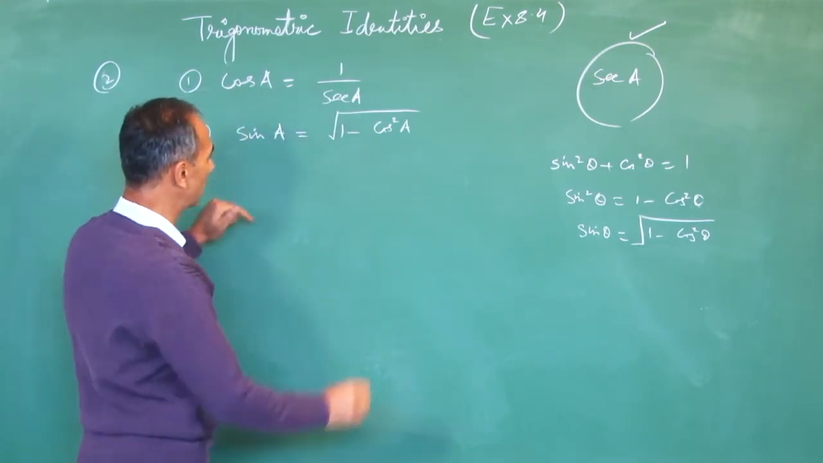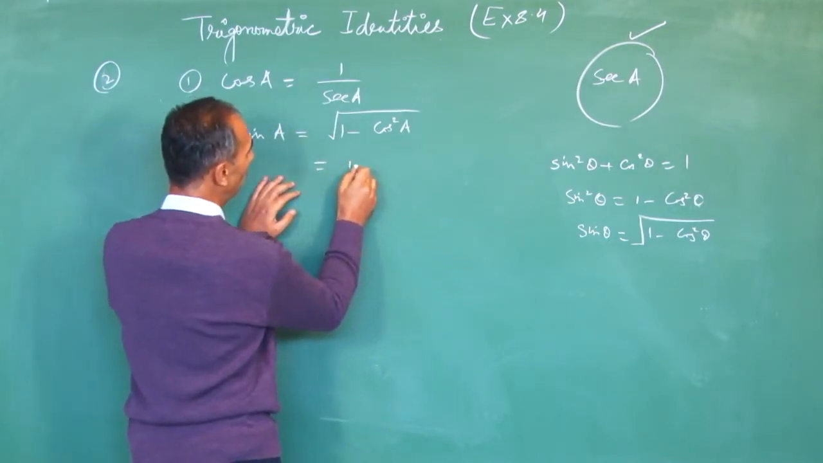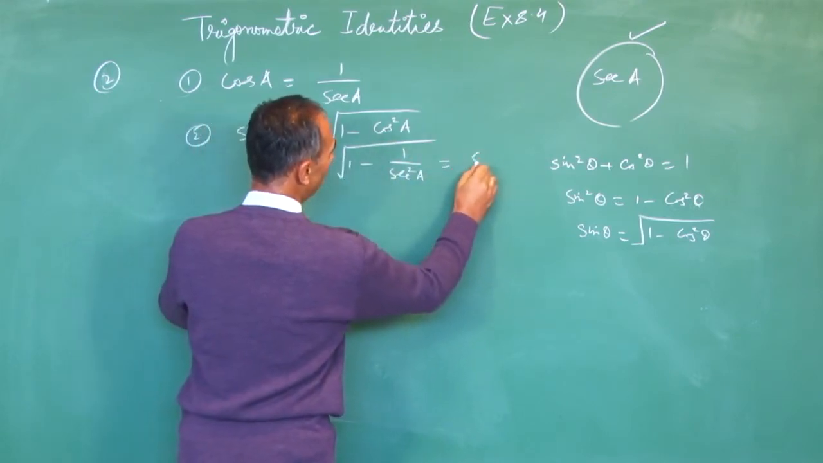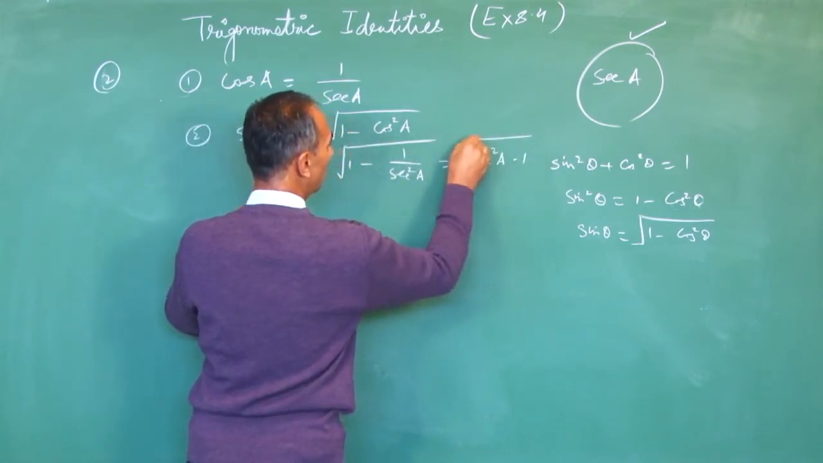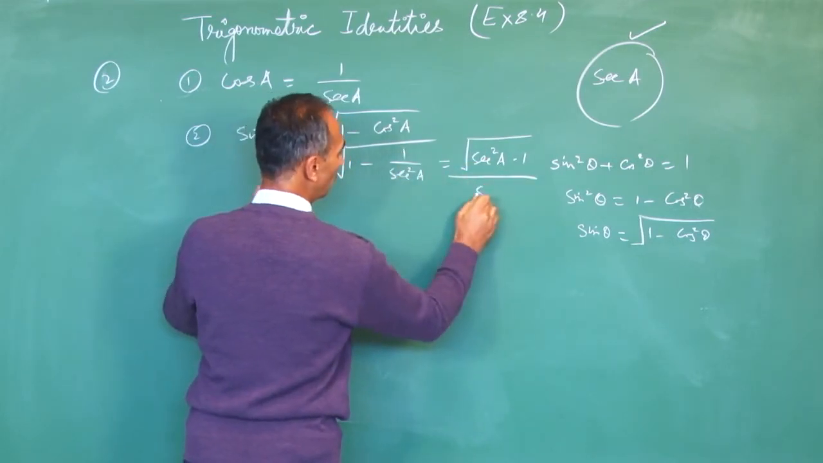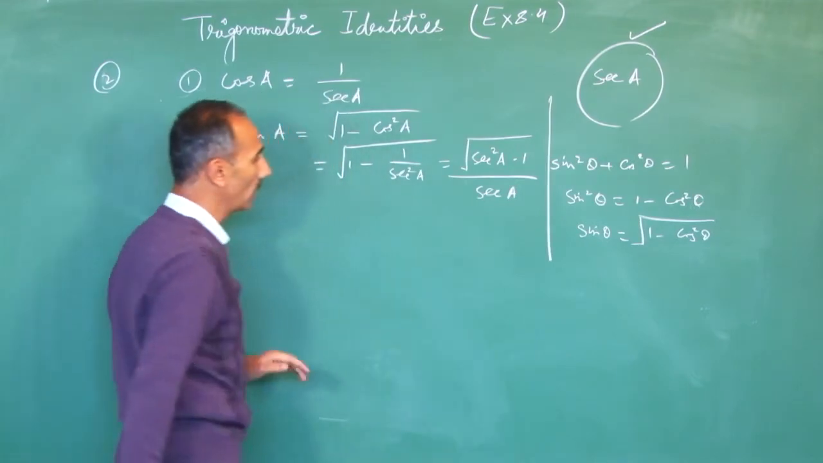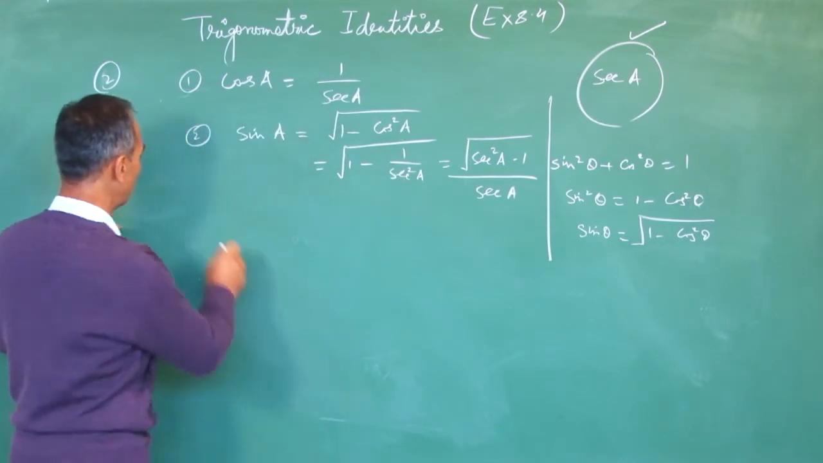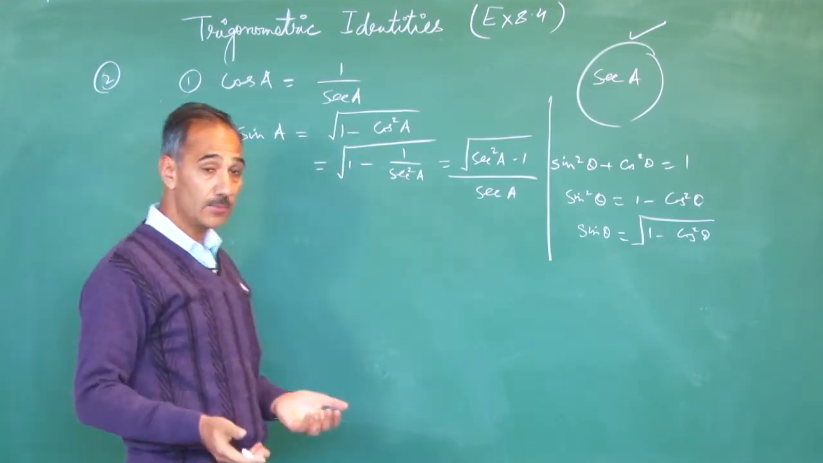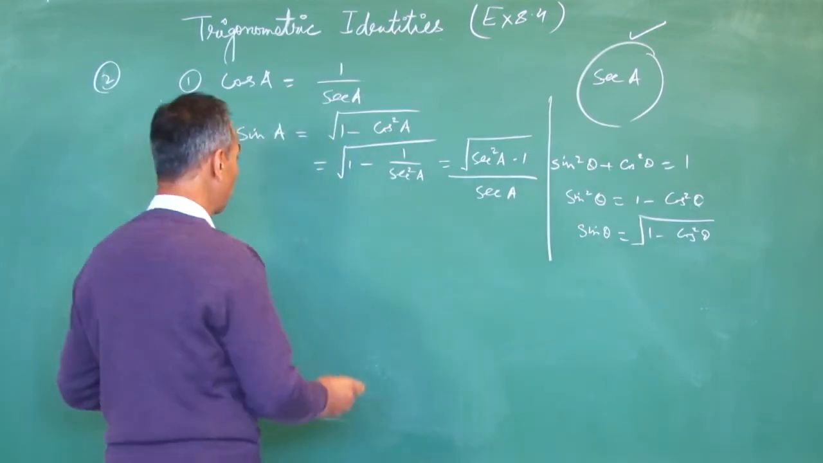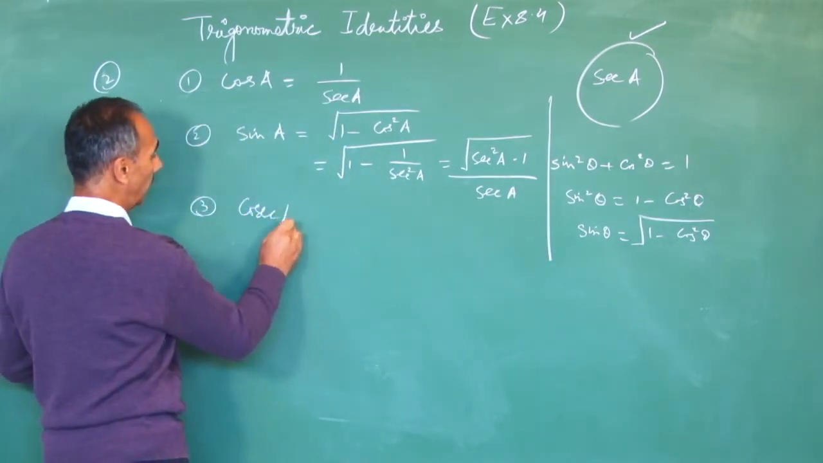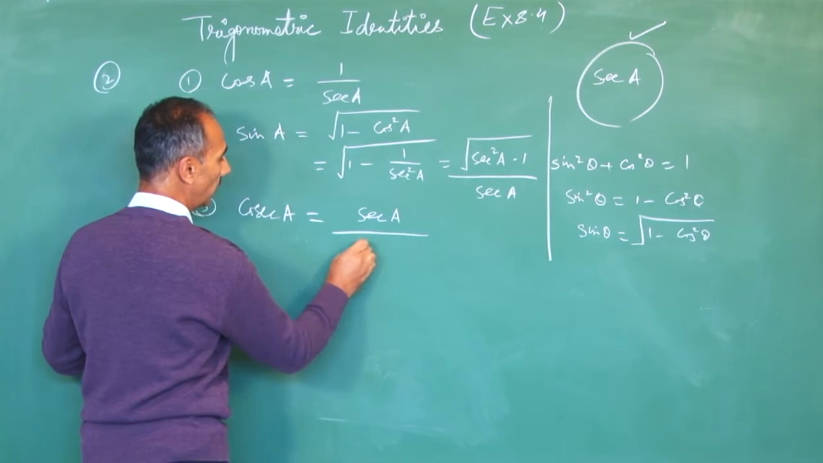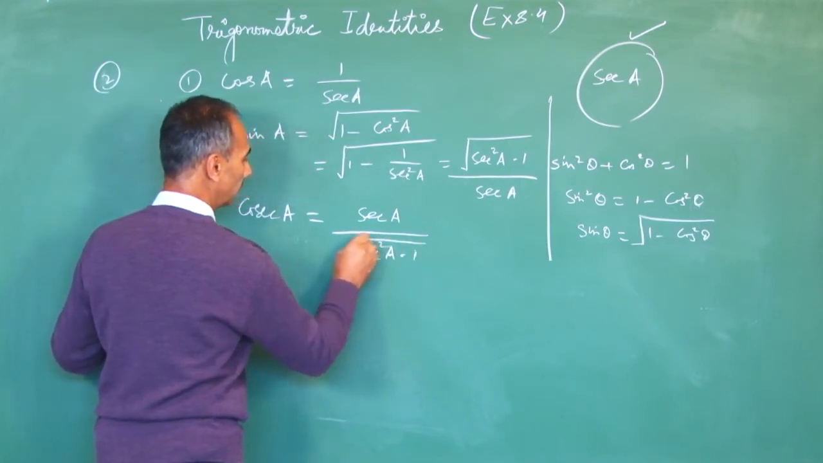Now cos we have already written in terms of secant. So this will be 1 minus 1 by secant square A. You could simplify it further. This will be secant square A minus 1 whole upon secant square, to be taken out of the square root. That is secant of A. So sine in terms of secant. Cos in terms of secant. Now sine will help us to prepare cosec. Now I will write cosec of A. Cosec is a reciprocal of sine, so reciprocate it. That would be secant A upon square root of secant square A minus 1.